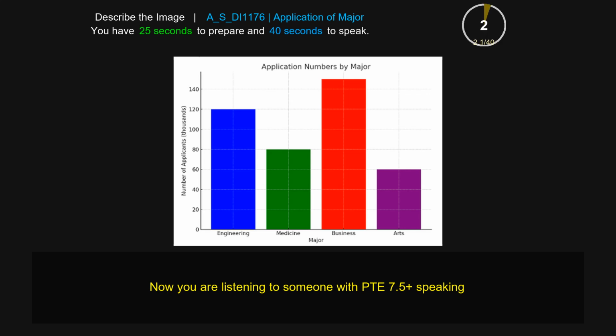This bar chart shows application numbers by major. The x-axis represents majors including engineering, business, and arts, and the y-axis represents number of applications from 0 to 140. Business saw the highest level at around 155, and arts saw the lowest level at around 60. In conclusion, this bar chart reveals significant differences in variable.